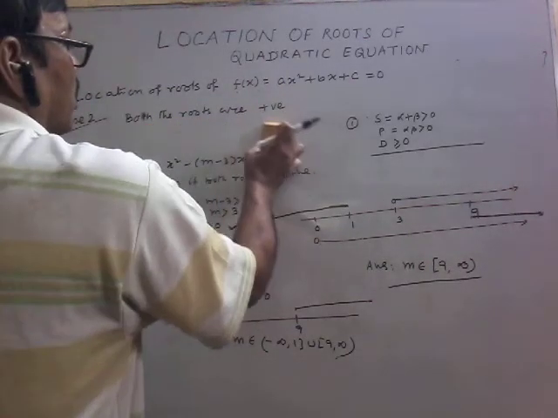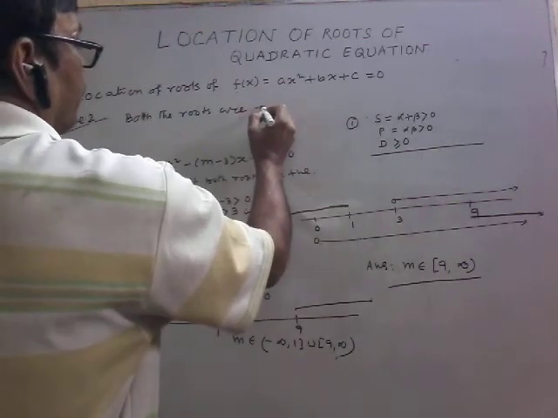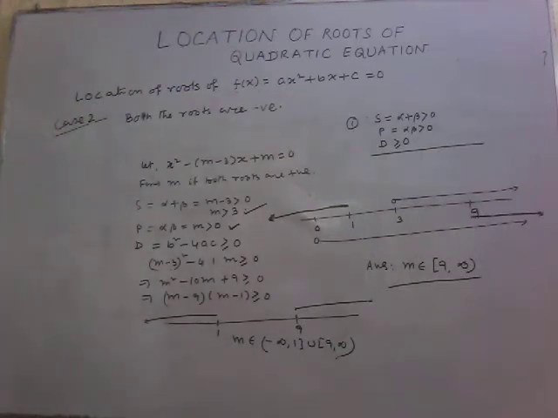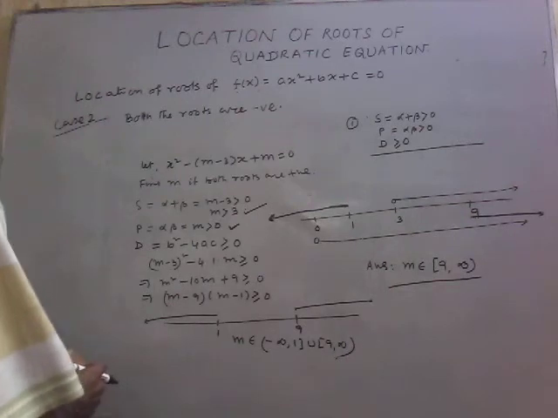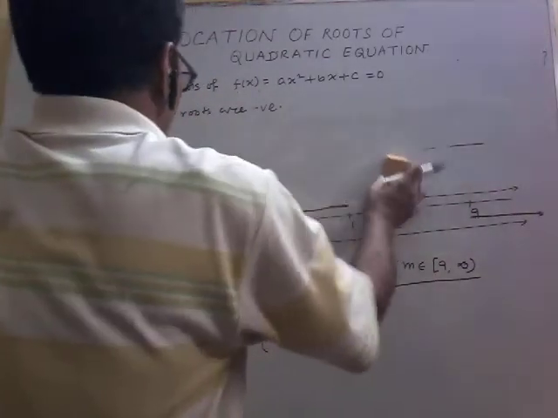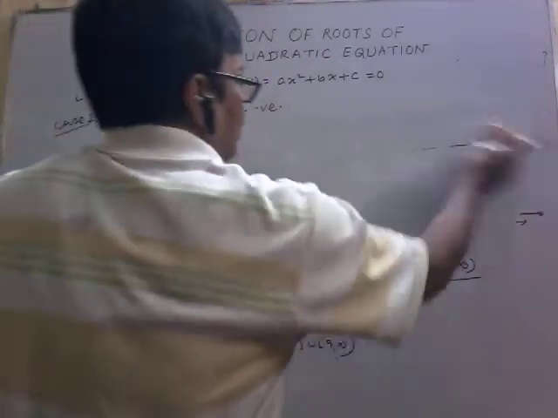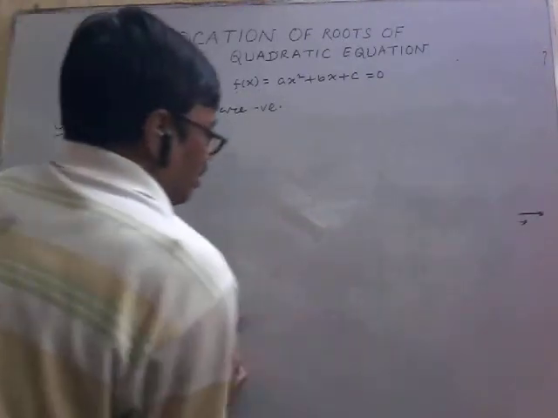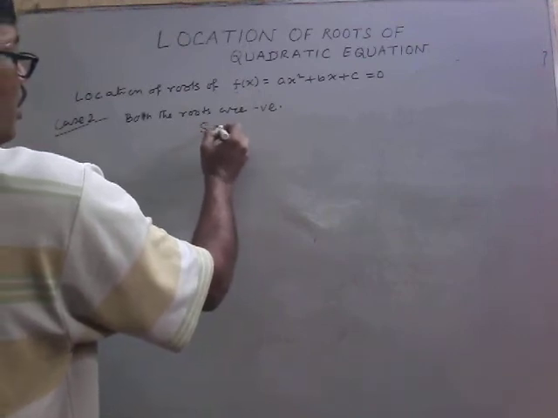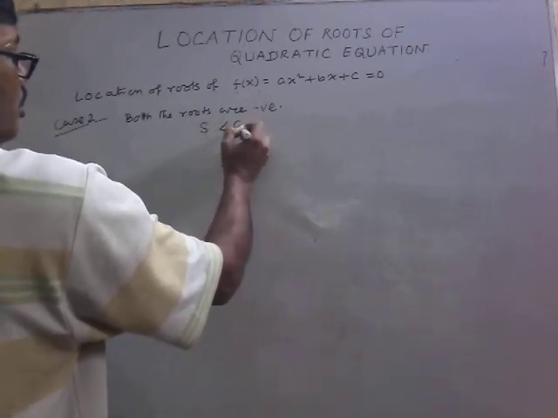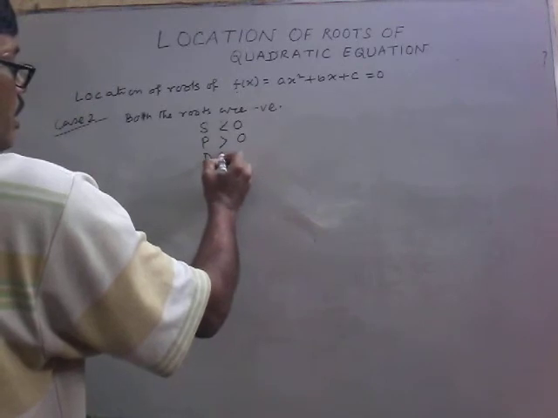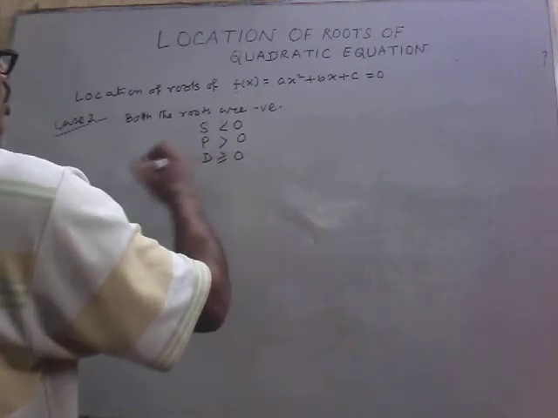Both the roots are negative. So if we use the theoretical method, then what are we getting? Sum s less than 0. Product greater than 0 and d greater than equals to 0.